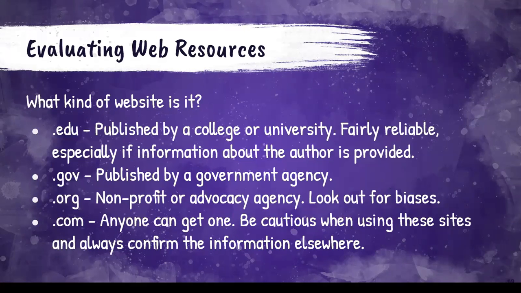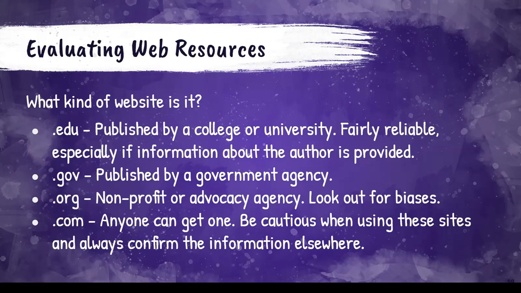Now, I mentioned before that one of the things you want to look at, particularly regarding the authority of the resource, is what kind of website it is from. A .edu means it has been published by a college or university. This is typically going to be a very reliable source, especially if they also provided information about who the author is. If you're reading it and you see this was maybe an undergraduate student research paper, it might not be as authoritative as a paper published by the professor, but it's still coming from a .edu.